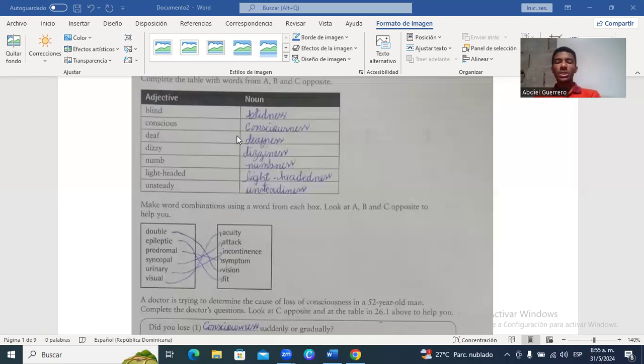Okay, that's it. We continue with the next unit. It is oncology.